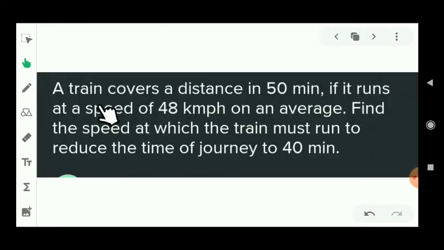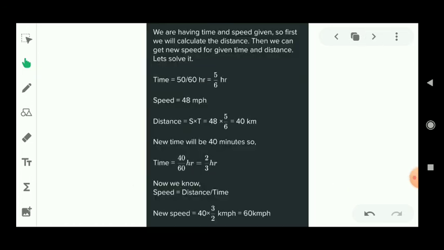Let's see the next question. A train covers a distance in 50 minutes. If it runs at a speed of 40 km per hour on average, find the speed at which the train must run to reduce the time of journey to 40 minutes. Let's see the solution of this question.